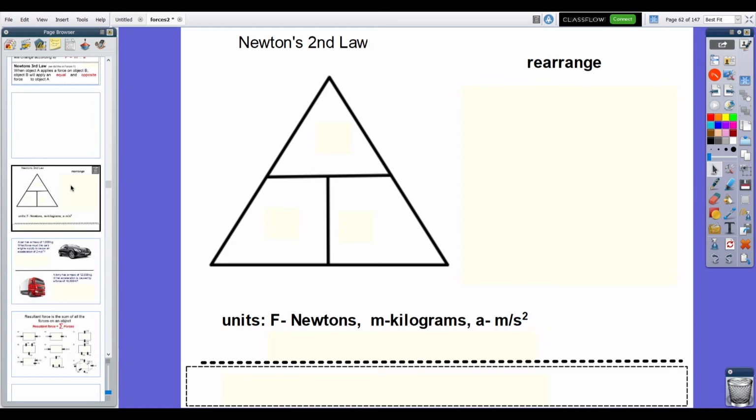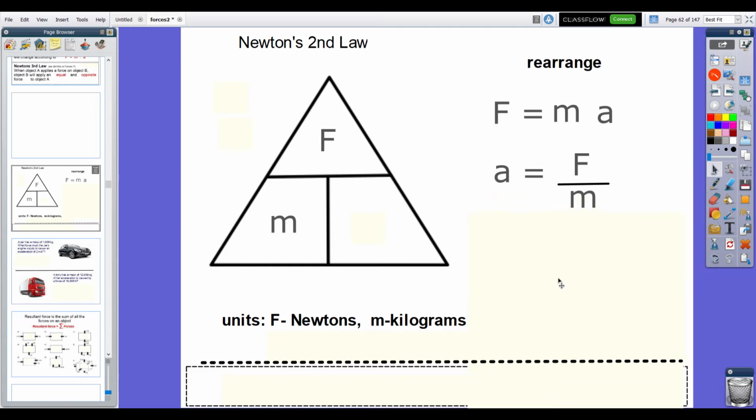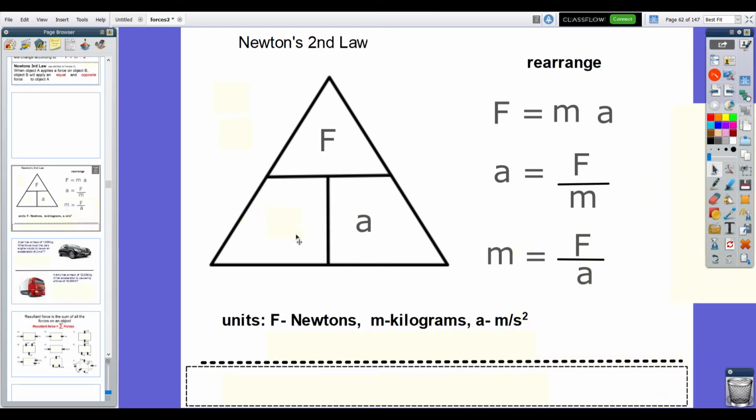So let's have a little look here then. A triangle. Who's going to go on the top? This is Newton's second law: F equals ma. Hopefully you're starting to rearrange these yourselves. So we cover up the F, and we can see F equals ma. If we cover up the a, we end up with a equals F over m. And if we cover up the m, we can see m equals F over a.